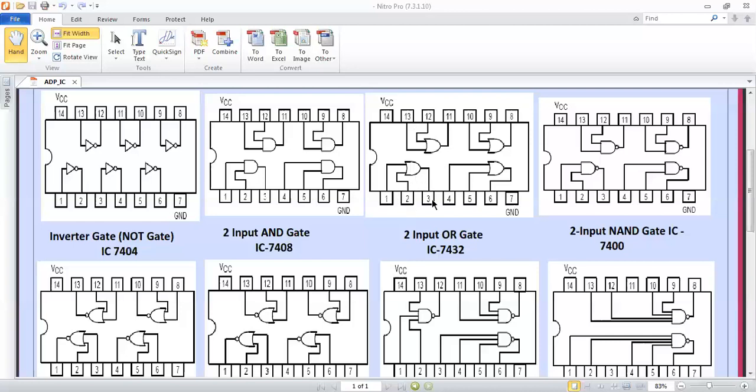For example, input 0 0, output will be 0. Input 0 1, so 0 plus 1, output will be 1. 1 plus 0, output will be 1. 1 plus 1, output will be 1. So this is called the construction of the OR gate IC. In the same way, pin 14 is plus 5 volt VCC and the last pin 7 is 0 voltage. It is called ground.